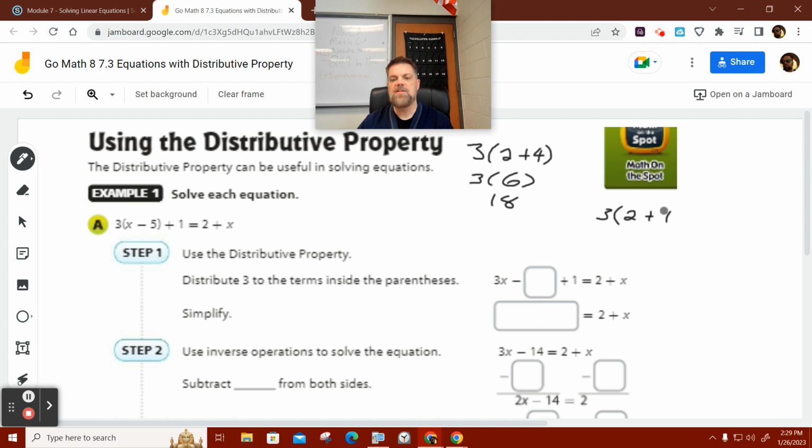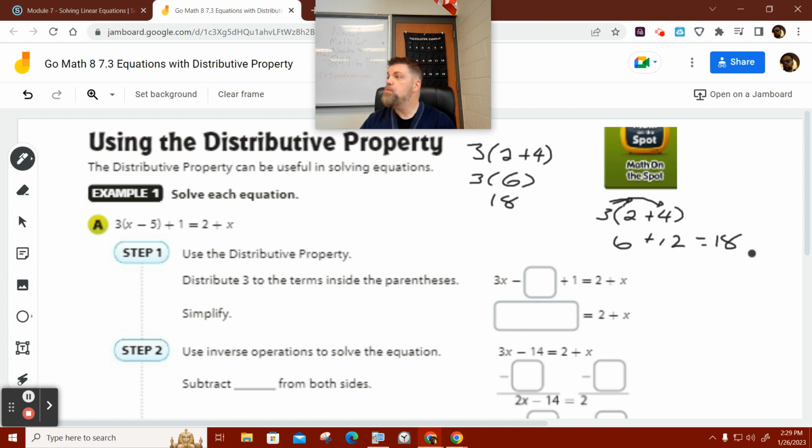Now, what we've discovered is that the distributive property will give you the same answer. I don't want to bore you with why, but just know that if I say 3 times 2, that's 6. And then 3 times 4 is 12. What's 6 plus 12? 18.